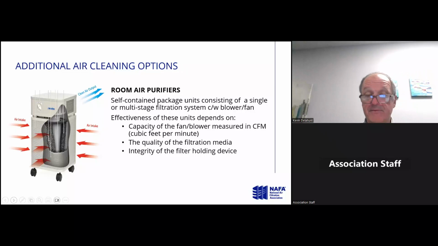But again, a good complement to air filtration, gaseous filtration. And if you have someone that's compromised, especially in your house, putting one into a bedroom makes all kinds of good sense.